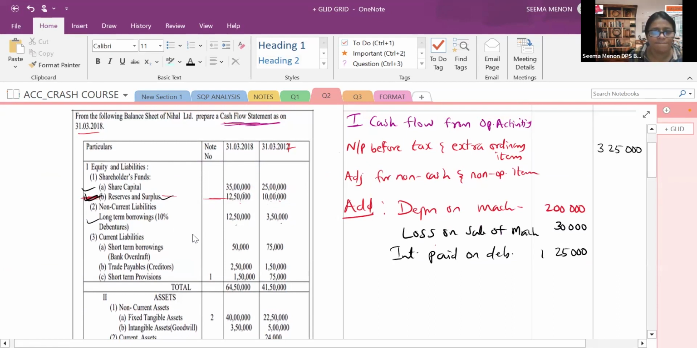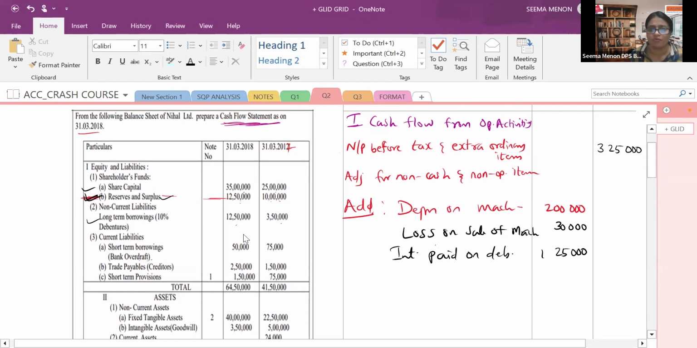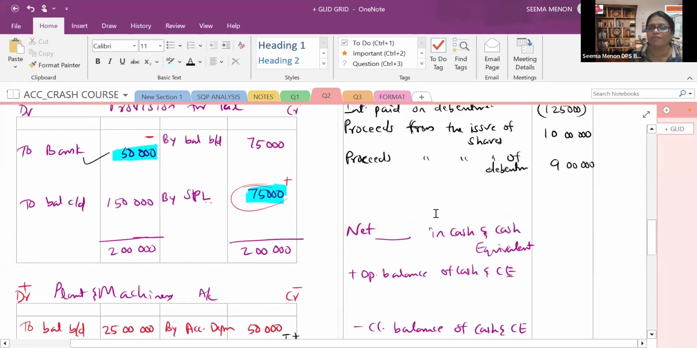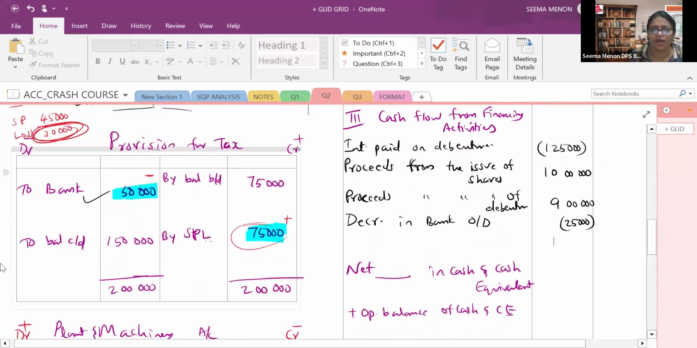Now moving into the current liability. There you can see short-term borrowings, and in the bracket it is given bank overdraft. Definitely all the short-term borrowings are a part of the financing activities. So at the start it was 75,000. In the closing it is 50,000. A decrease means outflow. Outflow means repayment of the bank overdraft. So you will write repayment of bank overdraft or decrease in bank overdraft. Both you can write. Here I am writing decrease in bank overdraft, 25,000. That is an outflow. A decrease is always an outflow. Right? We have done this one.